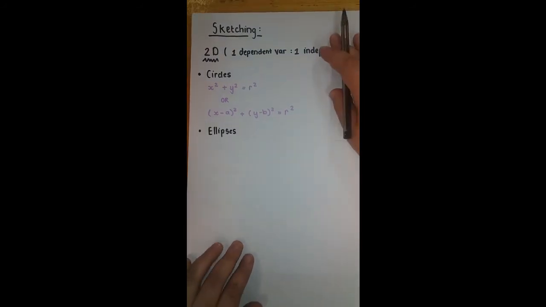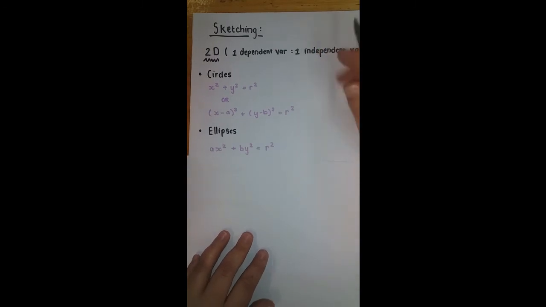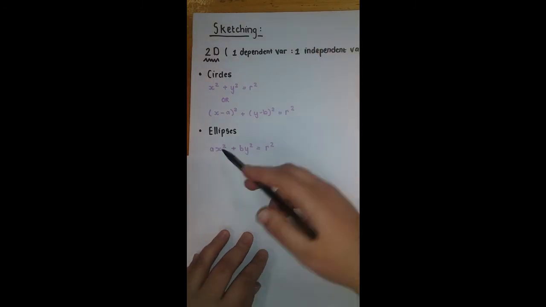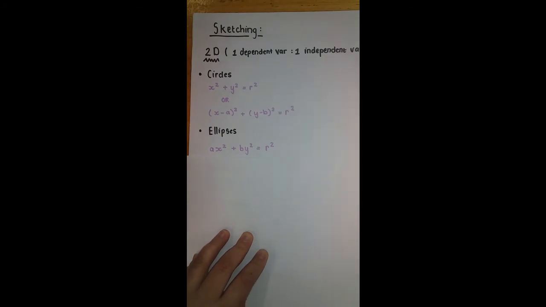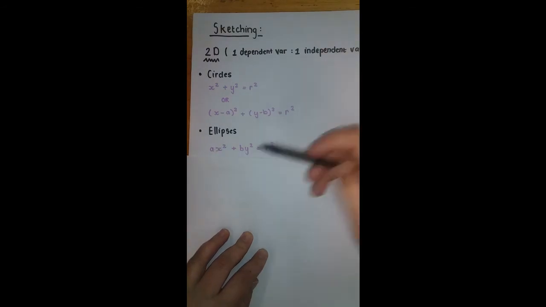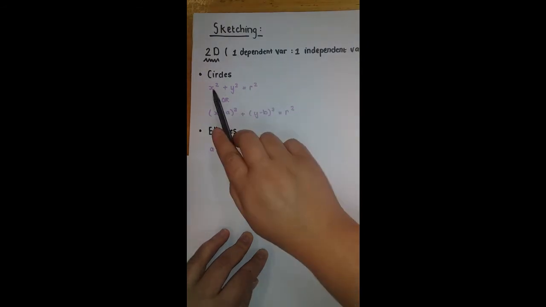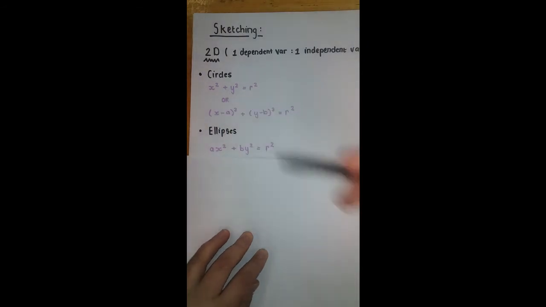For ellipses, they are almost like circles but have the following general formula. So you can find a 2x squared plus y squared is equal to 9, or x squared plus 16y squared is equal to 9, or so forth. You will see that they will have values in front of x squared and y squared, where for circles, they are usually just 1 in front of them.